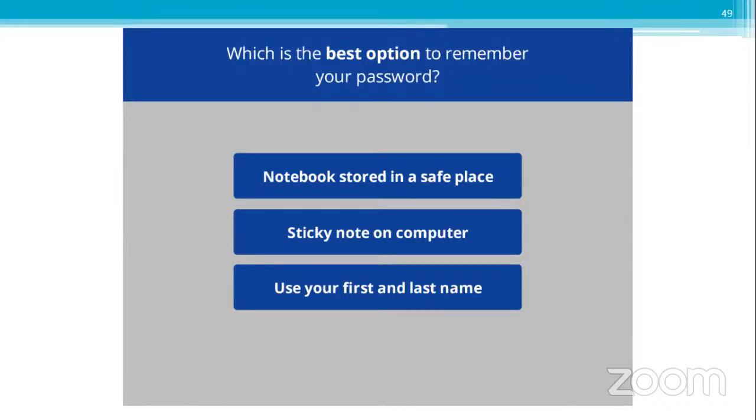Number 2, sticky note on a computer. Number 1, notebook stored in a safe place. Yeah, number 1. Even me, I keep my passwords in a notebook. But you don't have to actually show that this is your password. You write it in a funny way so that only you can understand, because it is a notebook anyway.